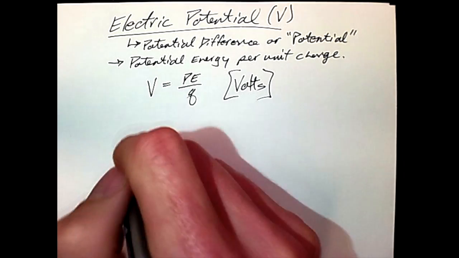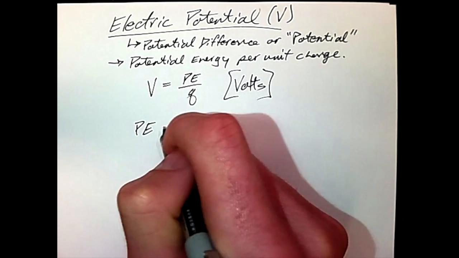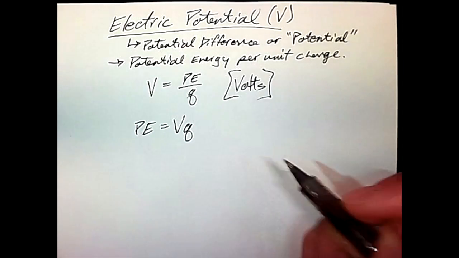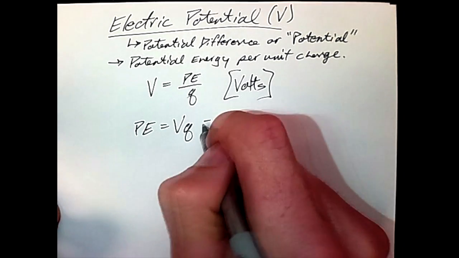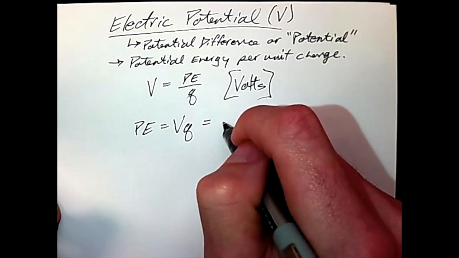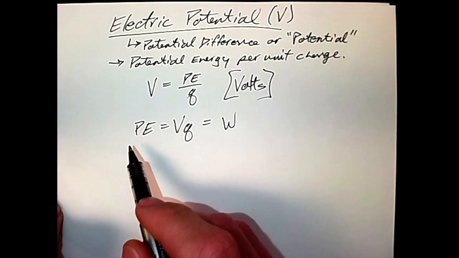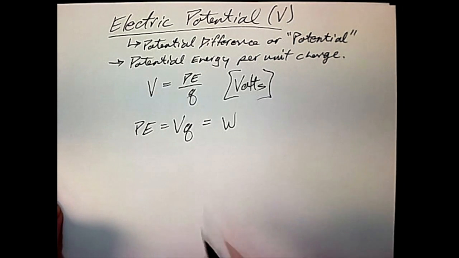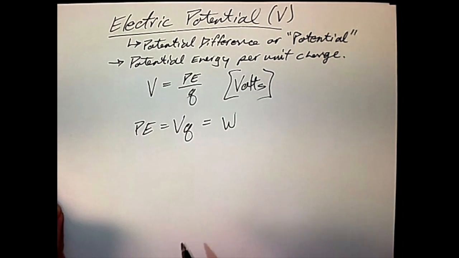First of all, is the fact that if I solve this for potential energy, then I have the voltage times Q. And that is relevant because the work done by the system becomes the stored energy within that system. And so now we can describe the work as a potential difference times a charge Q.